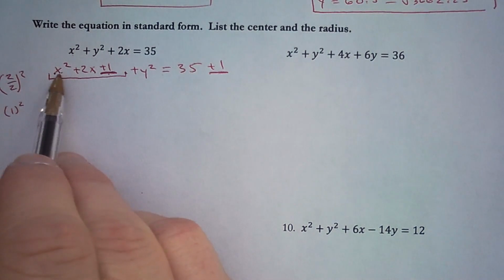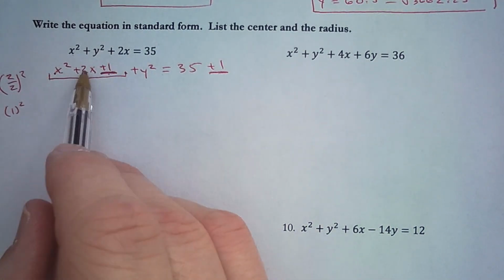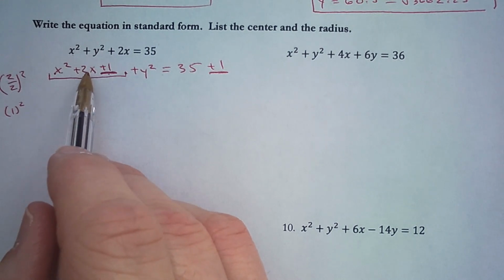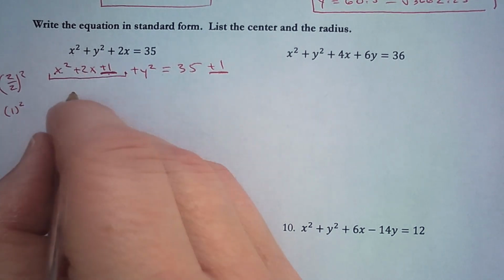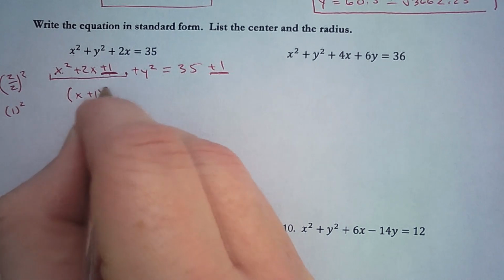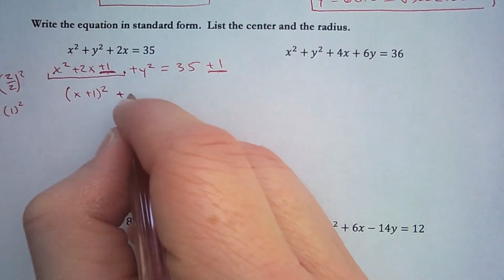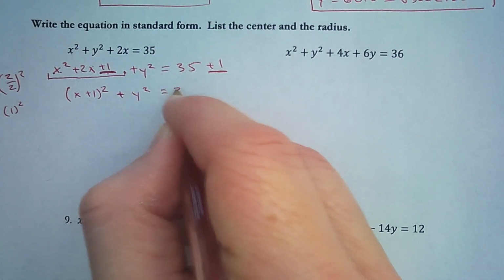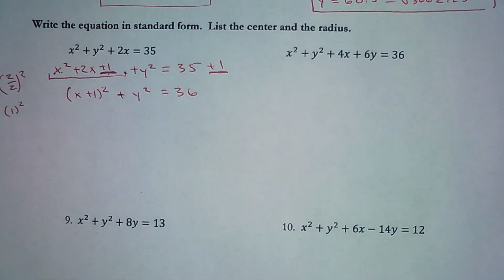Okay, now I will factor this trinomial. We're looking for numbers that multiply to 1 and add to 2, but you may recall that I can actually just take this b and divide it by 2, and that would be 1. So what I have is x plus 1 squared, and that's my factored form, plus y squared equals 36. So that is the equation of my circle in standard form. Now from there, I can find the center and the radius.